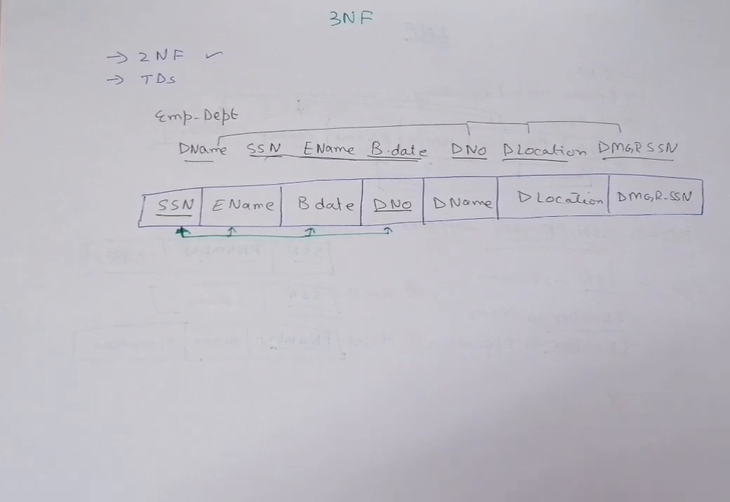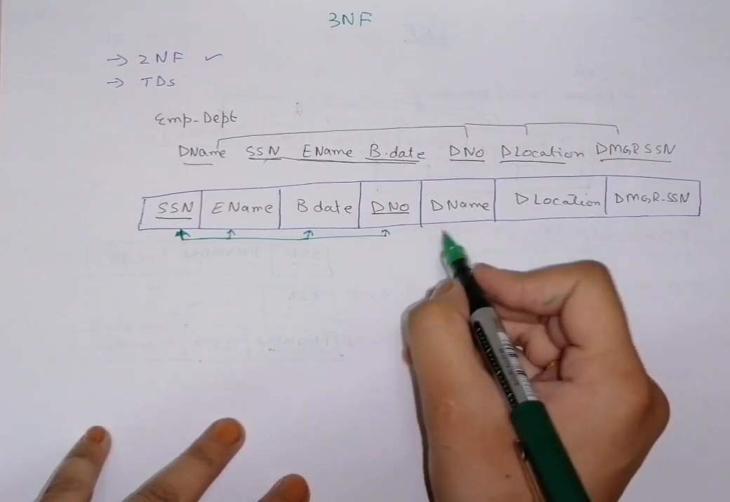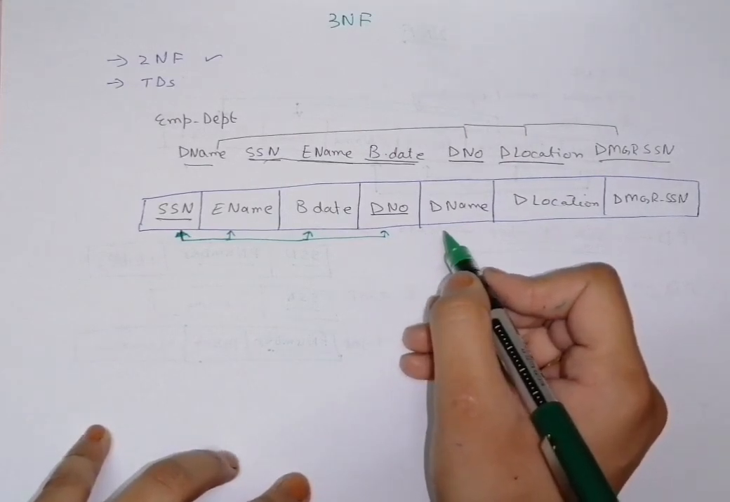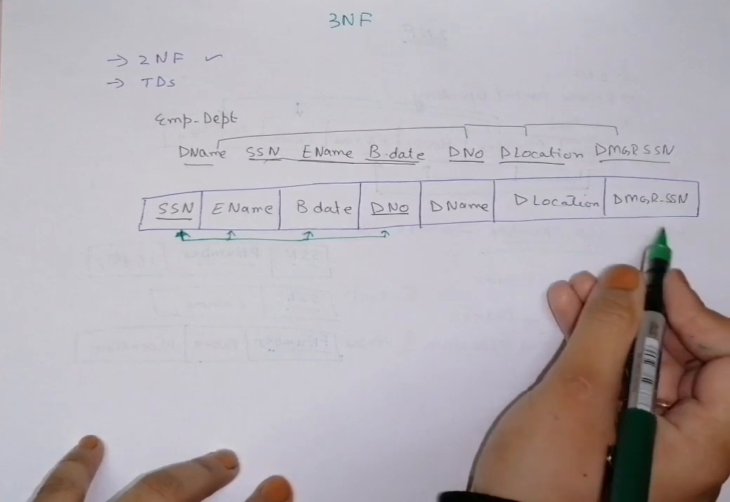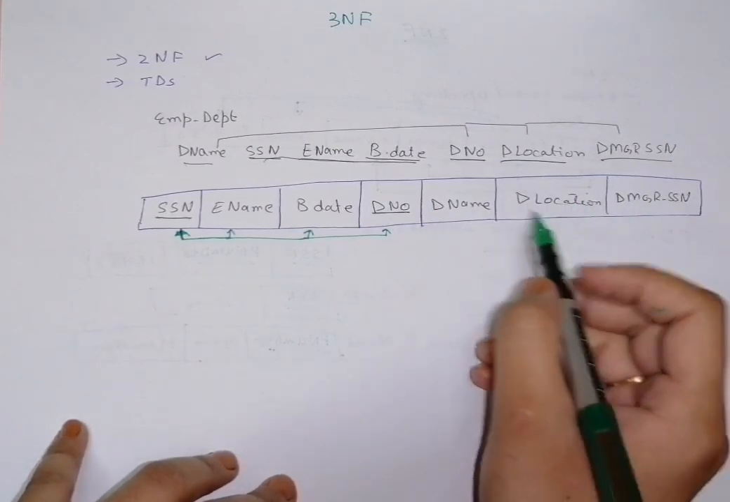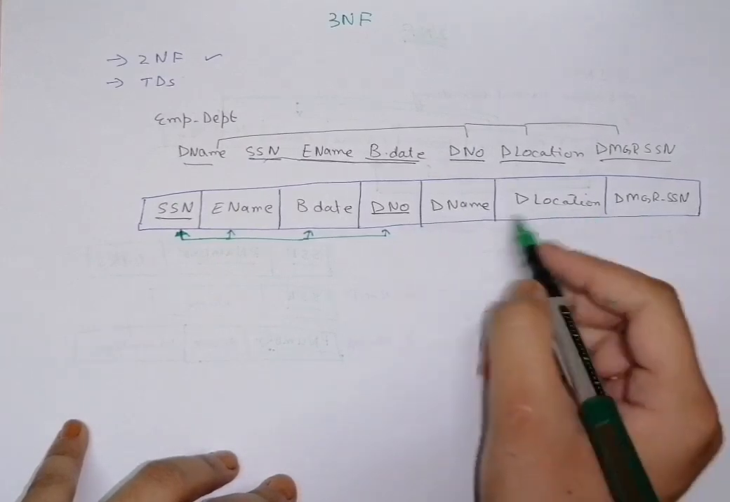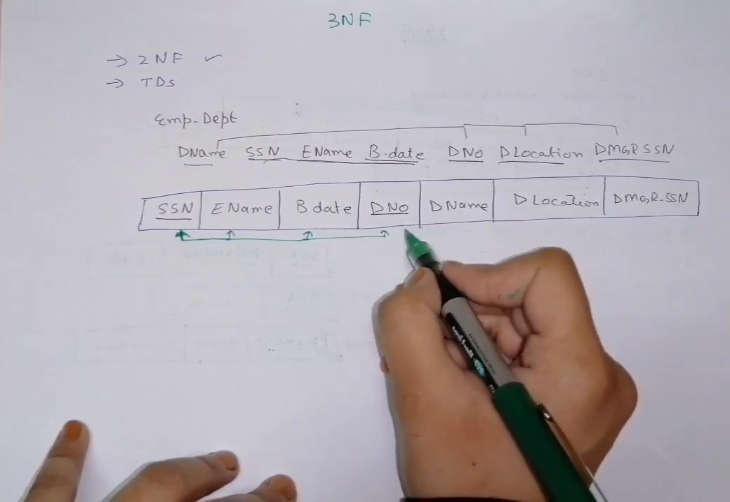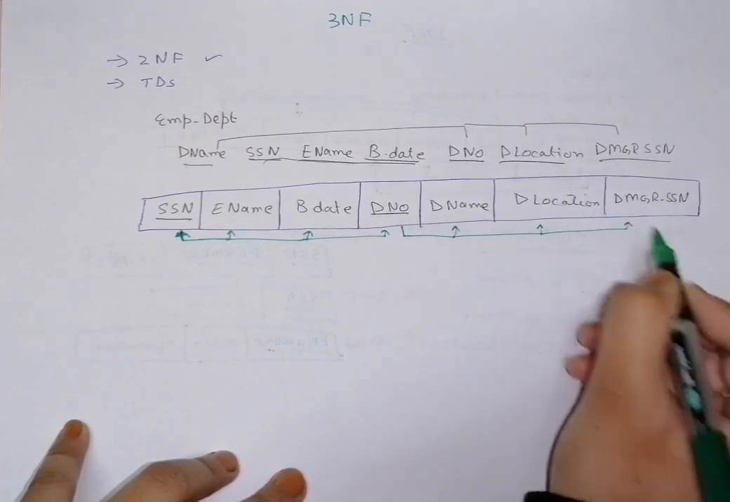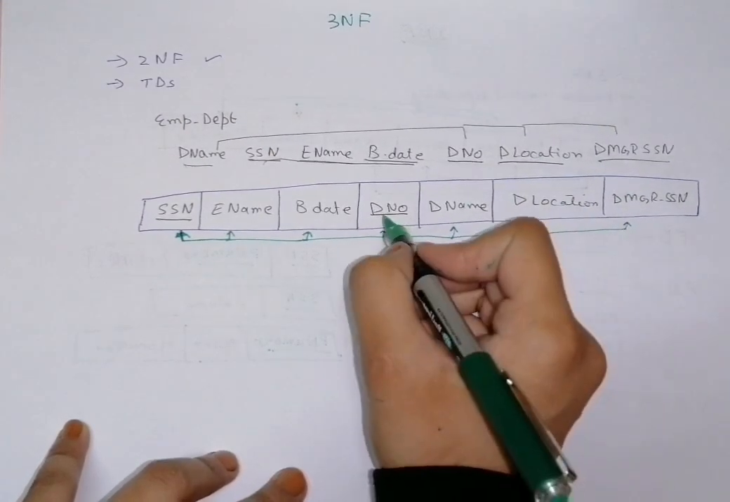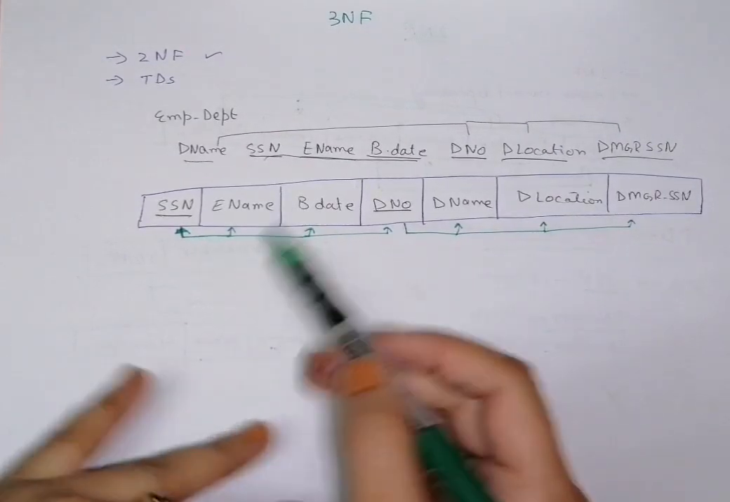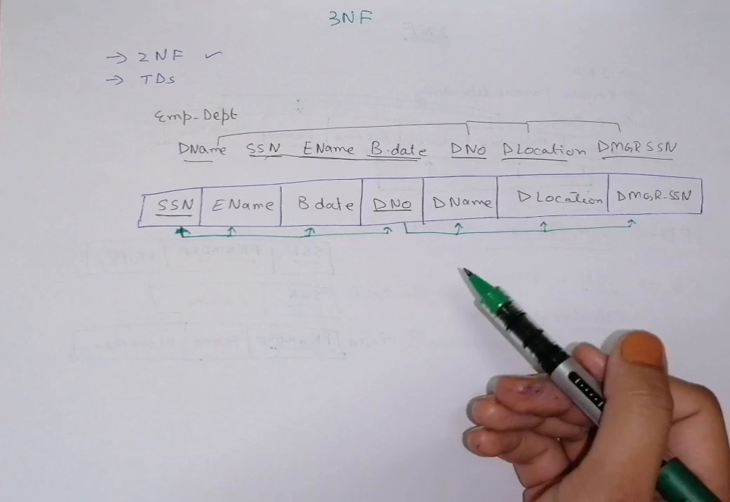Whereas on the other end, if you look at the department name, department number, location, and manager's SSN, all of these things depend on department number for their unique value, because these things are related to the department, not the employee.